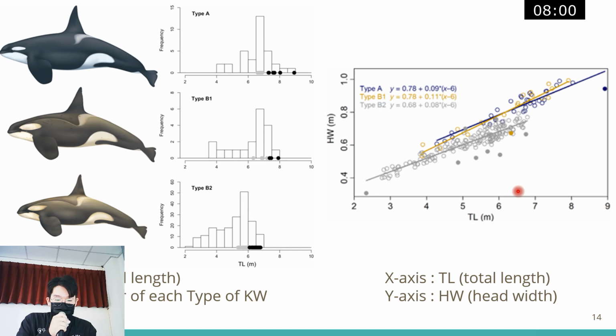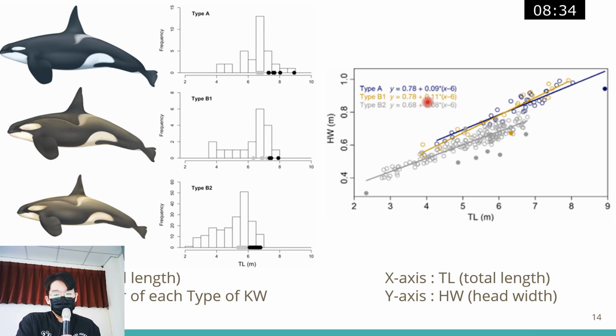Since total length influences head width, to make the comparison fair, we fit a linear model between y equals head width and x equals total length, centered at 6 meters. The number in front of x minus 6 means the slope. If the slope is positive, it means the head width is related to the total length. And the first number in the equation is the intercept.